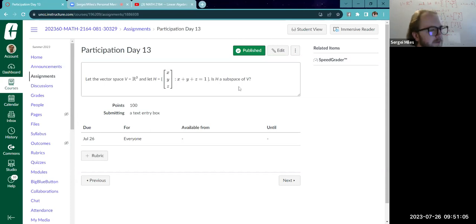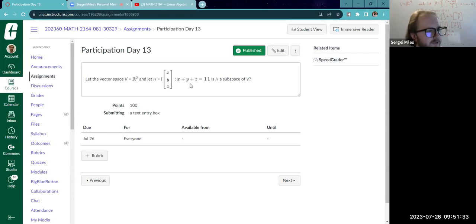Is H a subspace of V? Well, we can kind of check right away. We know to be a subspace, it has to have the 0 vector. Okay. Well, what is the 0 vector? That's when x equals 0, y equals 0, z equals 0. But when x, y, and z are all 0, does that satisfy the equation? No. 0 plus 0 plus 0 does not equal 1.